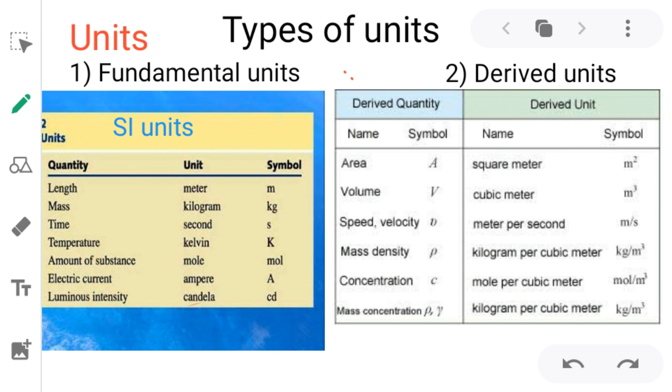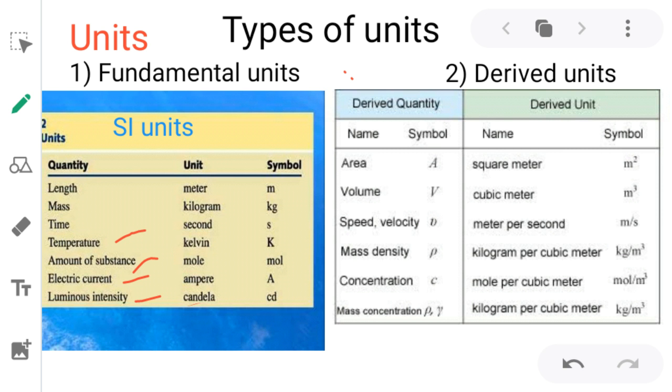There are three fundamental quantities, basically length, mass and time. Along with these three, four additional fundamental quantities are added in the SI system: temperature, amount of substance, electric current and luminous intensity.